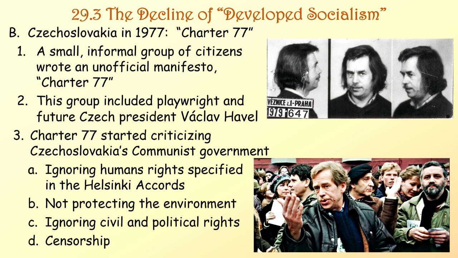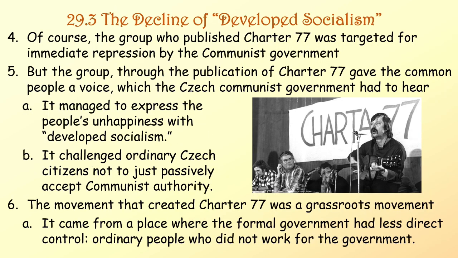Czechoslovakia in 1977. Charter 77. A small informal group of citizens wrote an unofficial manifesto, and it was called Charter 77. And this group included playwright and future Czech president Václav Havel. Charter 77 started criticizing Czechoslovakia's communist government for things like ignoring human rights that are specified in the Helsinki Accords, or not protecting the environment, or ignoring civil and political rights, or censorship. Of course, the group who published Charter 77 was targeted for immediate repression by the communist government.